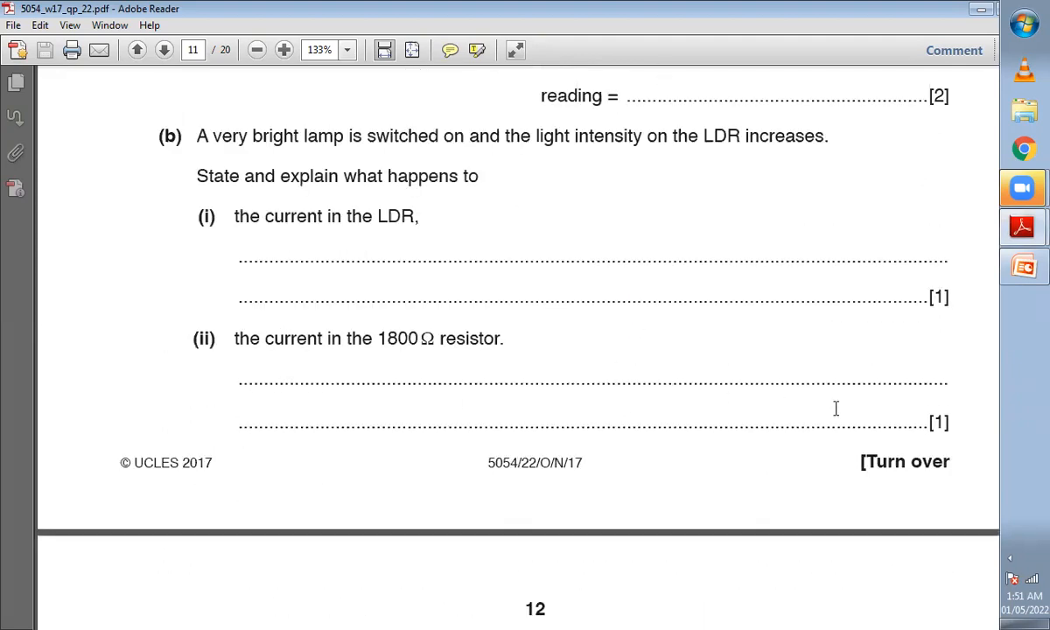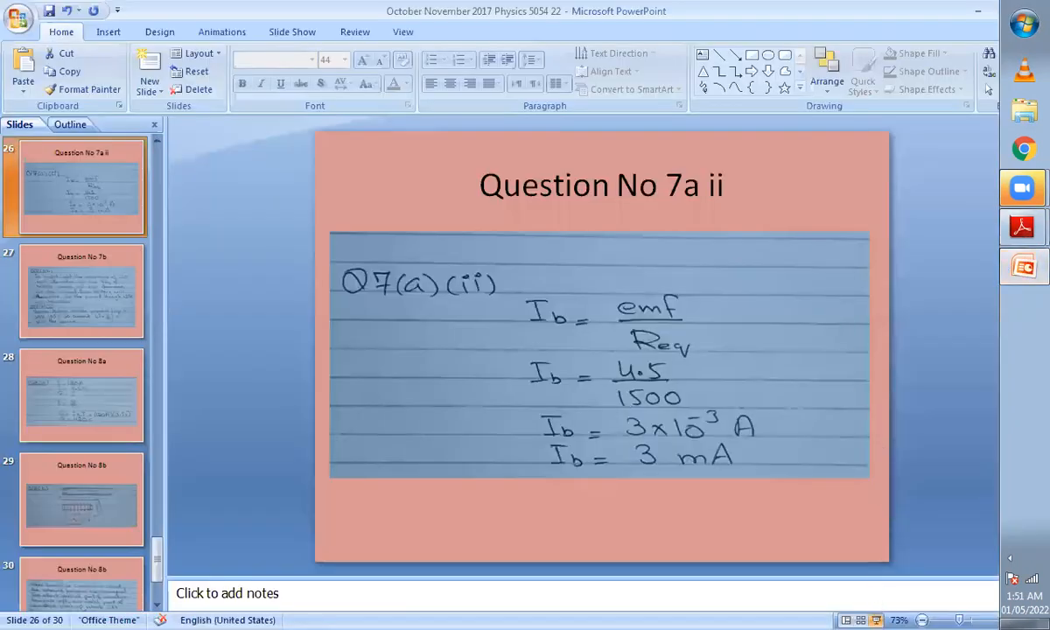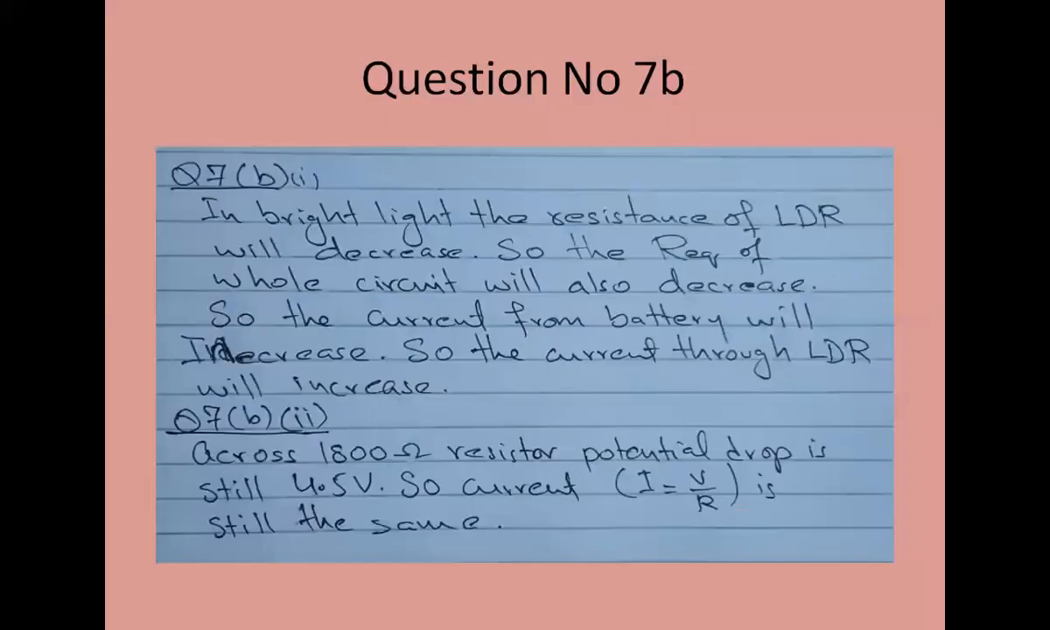It's a technical answer, question number 1. And the second part is very technical, you know. Let me show you my written answers. Okay. So in bright light, the resistance of the LDR will decrease. So the equivalent resistance of the whole circuit will also decrease. So the current from the battery will increase. So the current through the LDR will also increase.